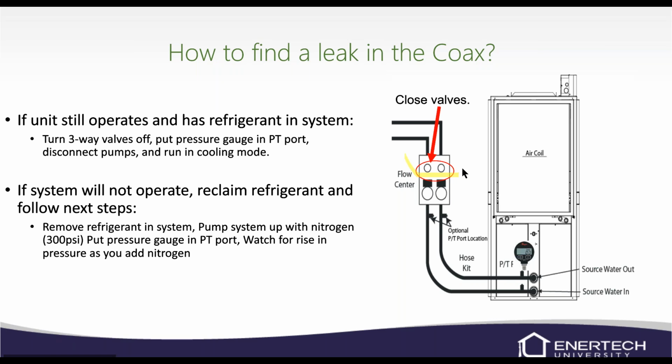So you can take your three-way valves, you can close those off and disconnect the pumps so that they won't run. And we'll run it in cooling mode. And you can put a little pressure gauge in your PT port. So basically what we're going to do is build that discharge pressure when we're in cooling mode. So if there is a leak, let's say you've got 20 PSI normally here in your loop.